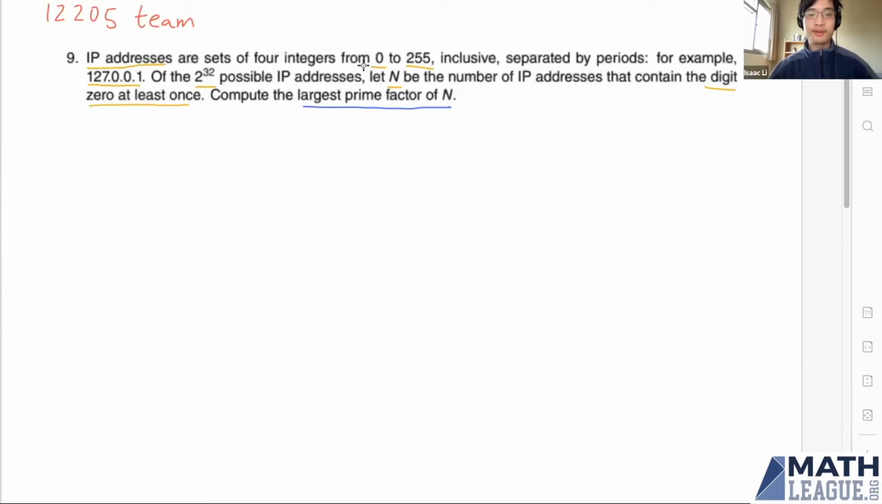So firstly, we have this combinatorics problem. We just want to find the number of IP addresses that contain the digit 0 at least once. And it's going to be a lot easier to just count the number of IP addresses that don't contain the digit 0 and then subtract them off using complementary counting. So how many numbers do not contain the digit 0?